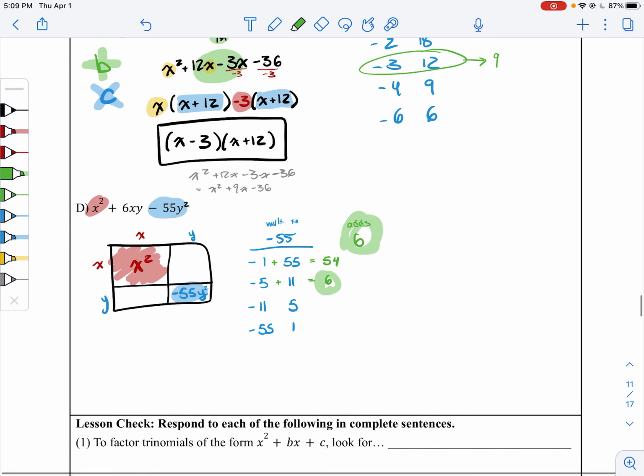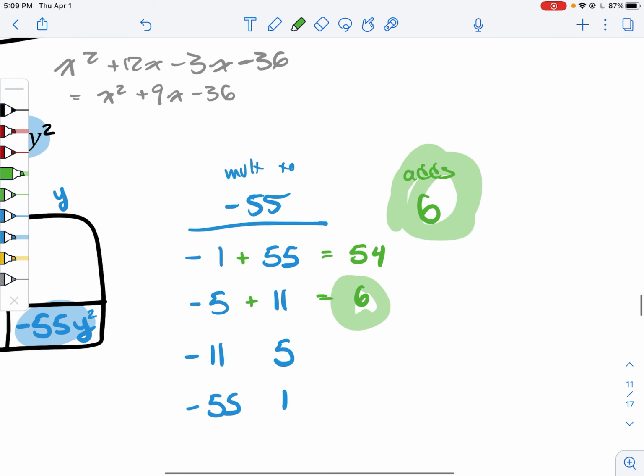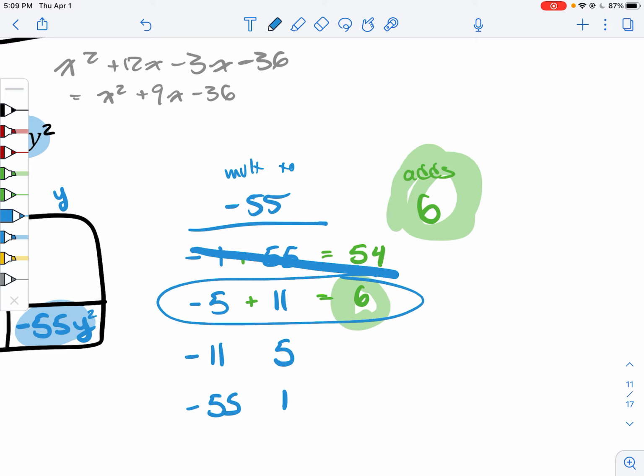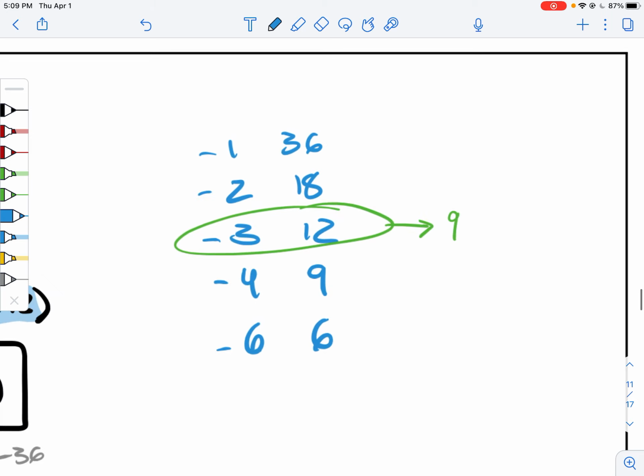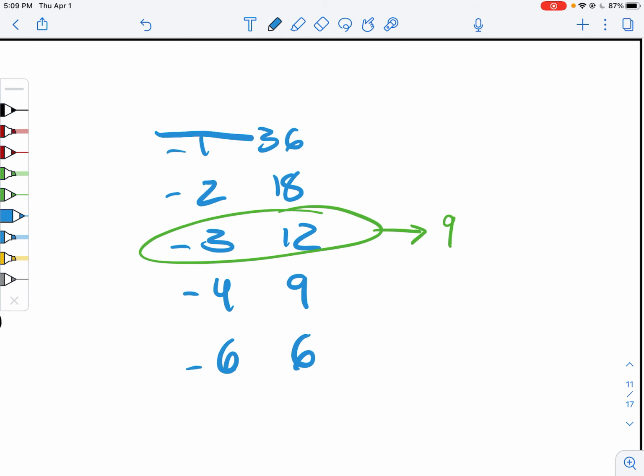You may have noticed I've been doing kind of trial and error. Does this one work? Nope. Okay. Does this one work? Yep. Okay, I'm done. And that's fine. Trial and error with the factors is totally fine. We did that up here too. Does this add to 9? Nope. Does this add to 9? Nope. Does this add to 9? Yes. Done.